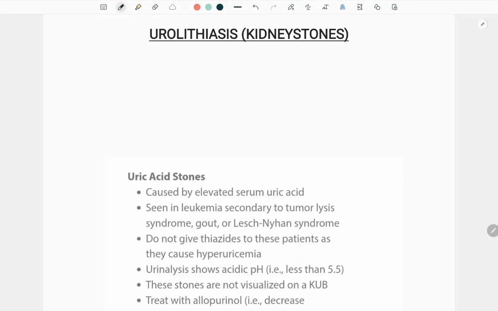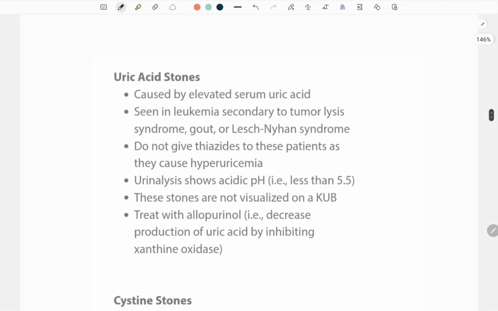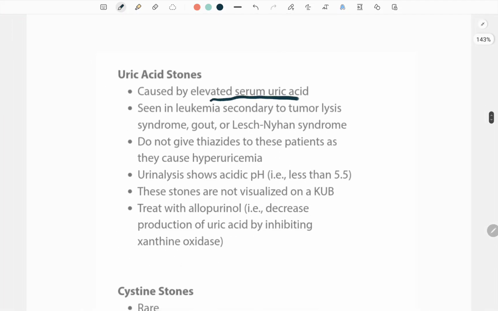Let's continue our talk on the kidney stones. In this video we'll talk about the remaining kidney stones. The uric acid stone is caused by elevated serum uric acid. Now this could be seen in leukemias secondary to tumor lysis syndrome, gout, which is the most common one, and Lesch-Nyhan syndrome can also lead to uric acid stones.